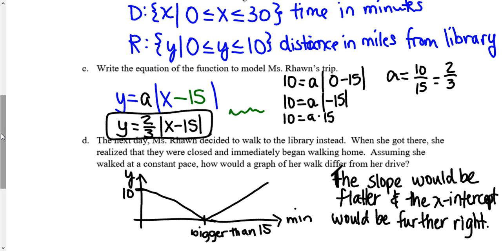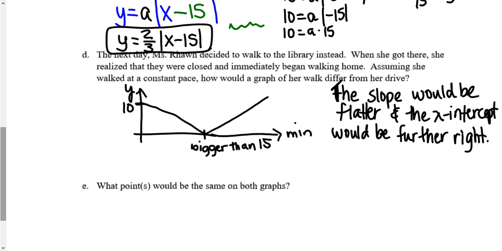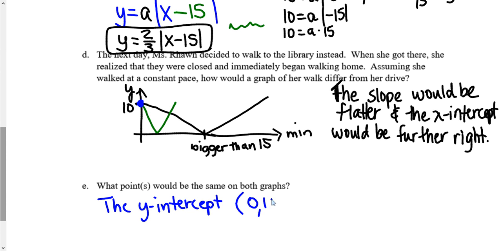Okay, so I think I have one more question down here maybe. Okay, so it said what point would be the same on both graphs? So let me just sketch a loose little picture of my first graph up here. My first graph would look something like that. So the only thing they would really have in common is the start point for both would be the same, this (0, 10) point. So the y-intercept would be the same. Okay, our y-intercept is (0, 10). Would be the same on both. That's the only point that they would have in common.